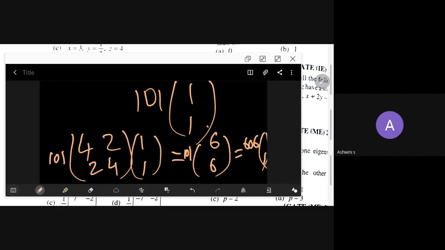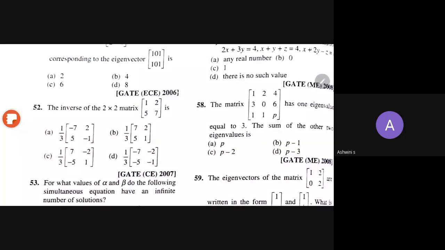Then what is your response? The answer is 6 is the eigenvalue. So is 6 there? Yeah, 6 is the eigenvalue there. I hope you followed. Now see, coming to the next one, this is easy.